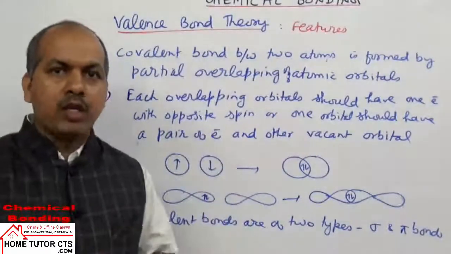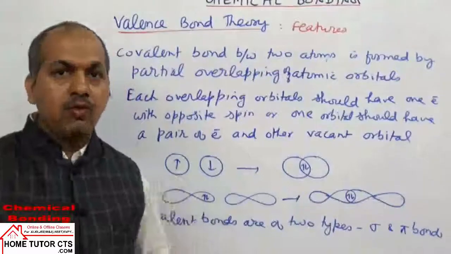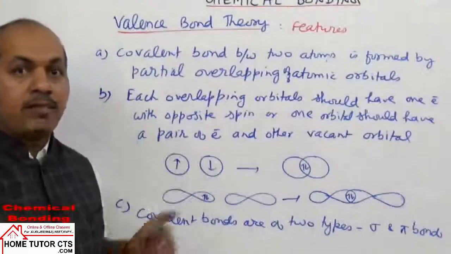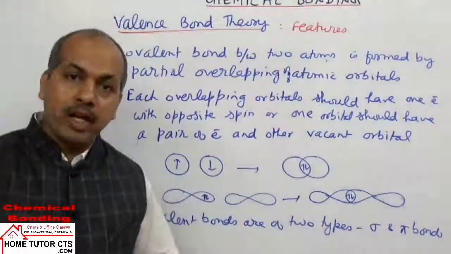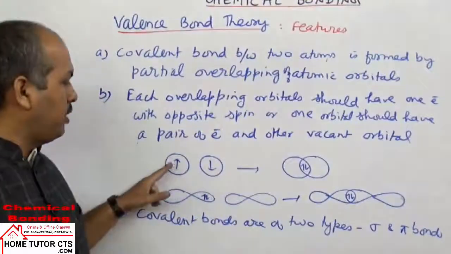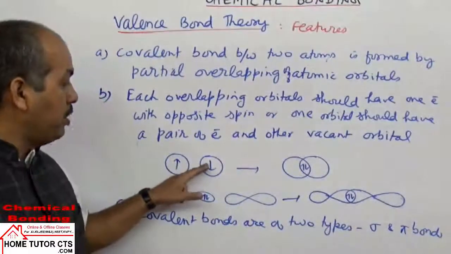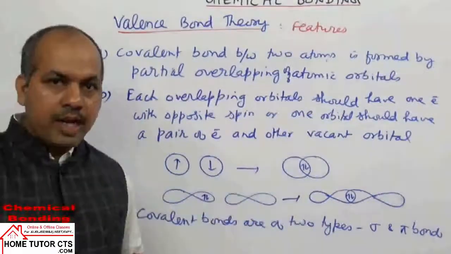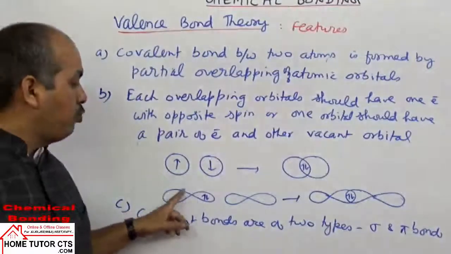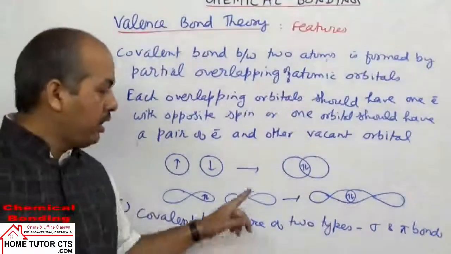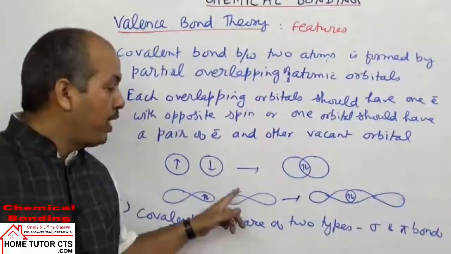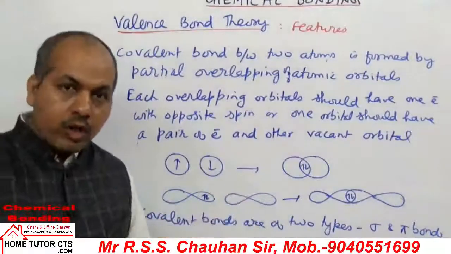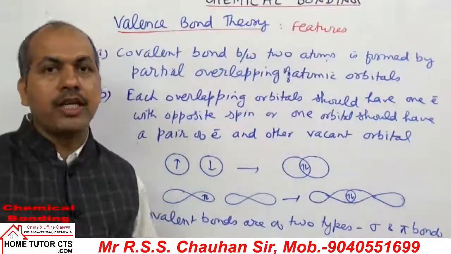Or we can have one more case, where one overlapping orbital has a lone pair, a pair of electrons, and the other atom has a vacant orbital. There are two conditions. If each atom has one electron with opposite spin direction, they can overlap. And in one more case, if one atom has a pair of electrons and the other atom has a vacant orbital, they also can overlap, and bond formation can take place.